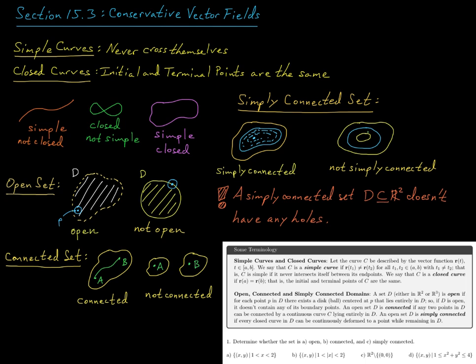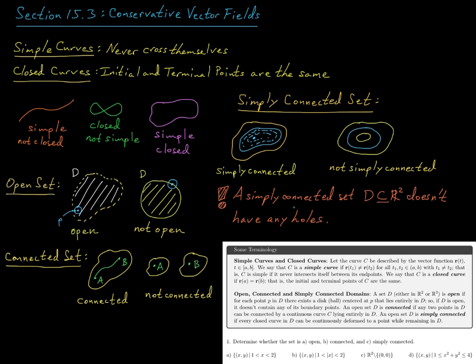Okay. Now, if I have a set in R2 that has a hole in it, like something like this, and I draw a closed curve around that hole, well, now I'm going to run into a problem because if I try to contract this closed curve down to a point, I'm inevitably going to have to pass out of my region due to this hole. So for that reason, this is not simply connected. And if we are looking at sets in R2, let me make a little note here that says a simply connected set in R2 doesn't have any holes.